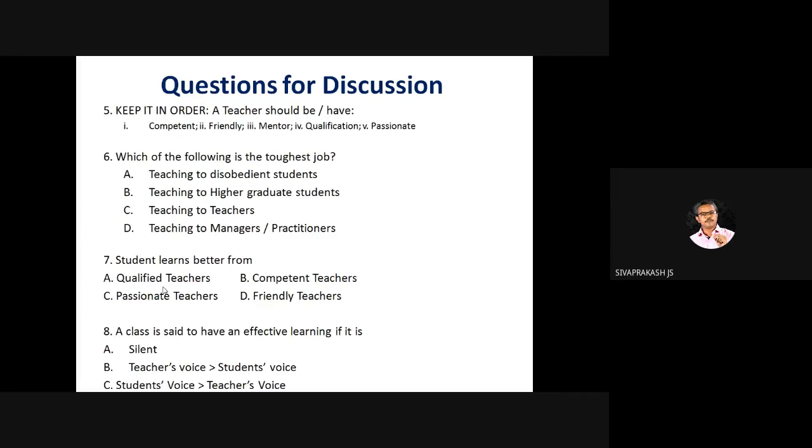Students learn better from dash. Option A, qualified teachers. Option B, competent teachers. Option C, passionate teachers. Option D, friendly teachers. So students learn better from qualified teachers, competent teachers, passionate teachers, or friendly teachers.